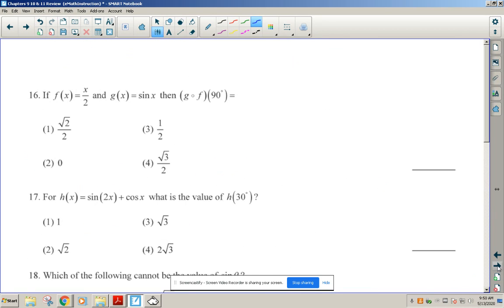Let's now go. Oh, here's 16. I've got to fix these pages. All right, so 16. F of x is x over 2 and g of x is sine of x. Composition. F of 90. Well, 90 divided by 2 gives me 45 degrees. So this now wants the sine of 45 degrees.